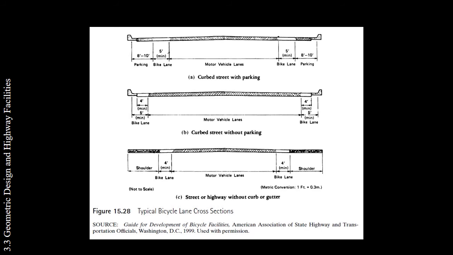So the next figure illustrates the typical bicycle lane cross sections. Letter A for curb street with parking. Letter B, curb street without parking. And letter C, street or highway without curb or gutter.